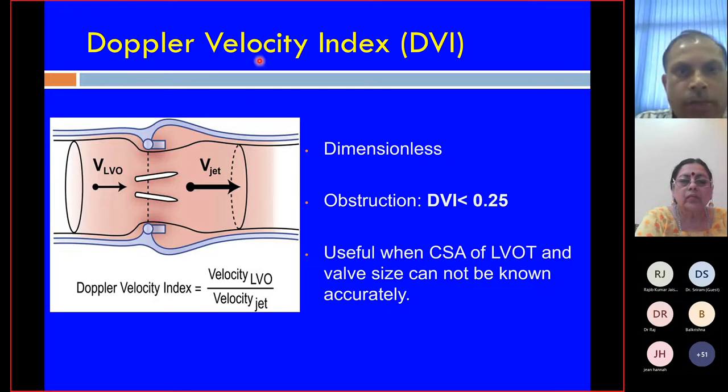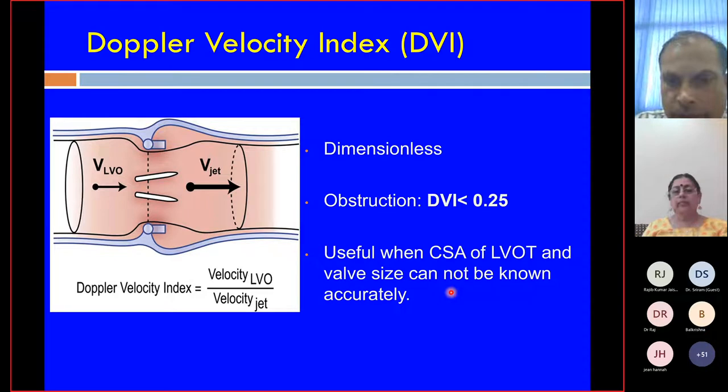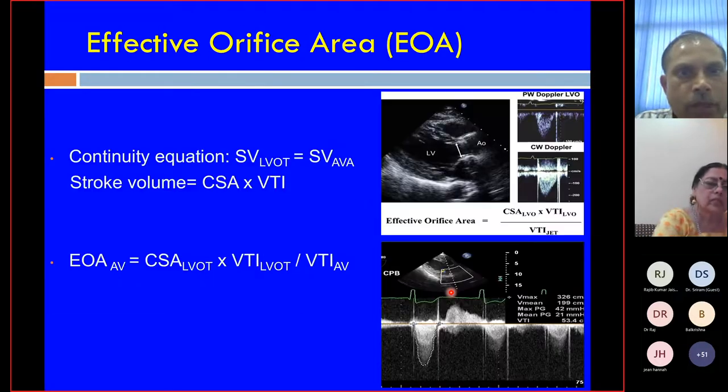Another parameter is the Doppler velocity index, which is the ratio of the velocity in the LVOT to the velocity across the prosthesis. Normally, it is more than 0.3. If it is less than 0.25, that suggests a stenosis in the prosthesis. It is particularly useful if we are not able to measure the diameter of the LVOT or the size of the valve. It is dimensionless because it is a ratio of two velocities.